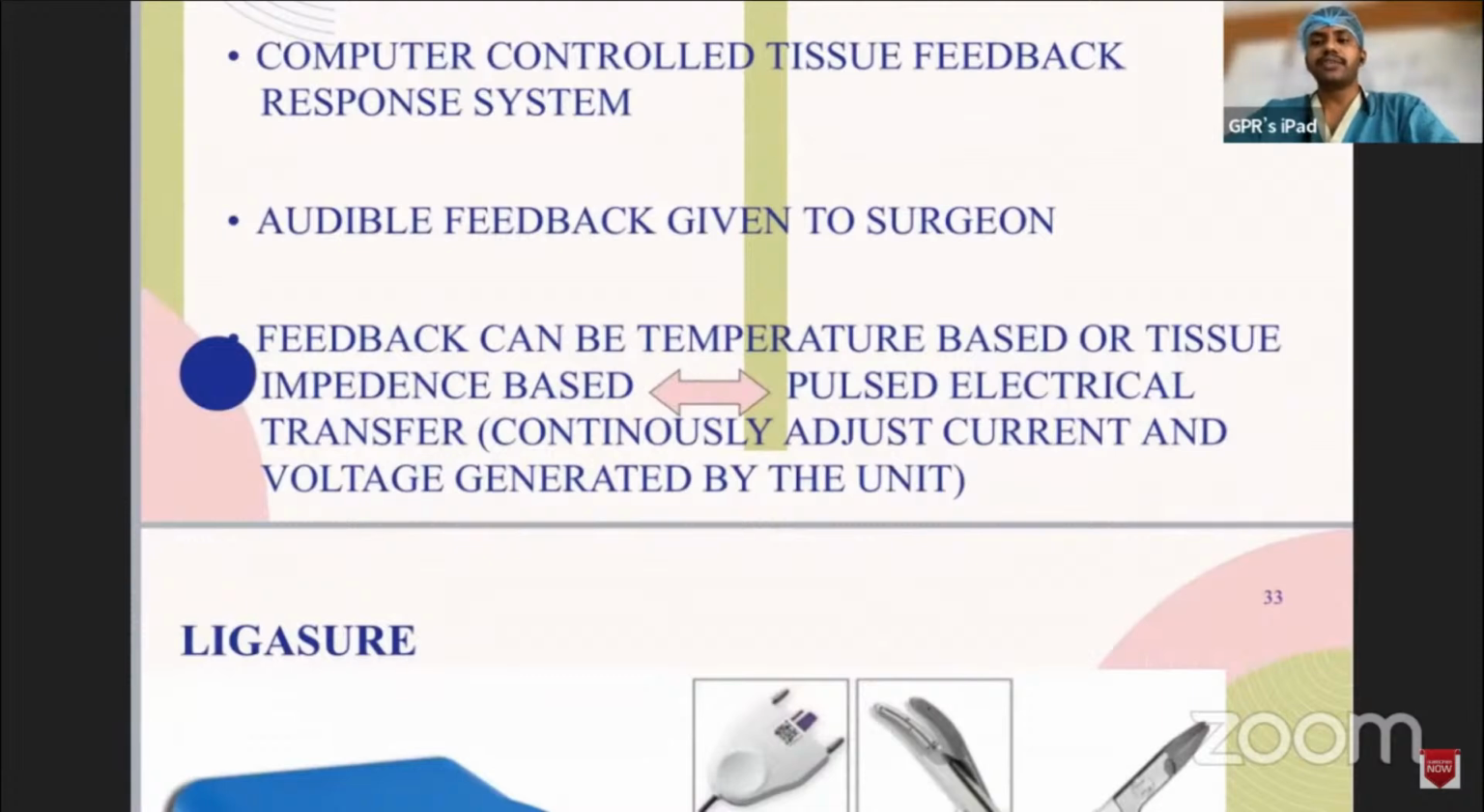The pulsed electrical transfer happens in a continuous way, and the current and voltage generated by the unit has a feedback over it.